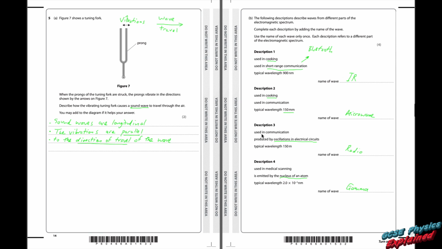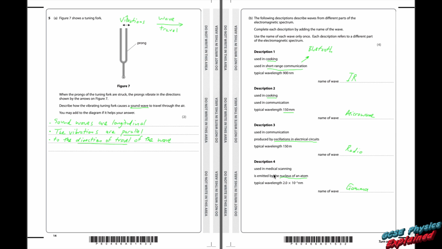Description 3, so the third wave, again used in communication. Well, there are 4 waves that can be used in communication. It's all the 4 longest waves. And we've used 2 of the longest waves so far. It's produced by oscillations in electrical circuits. As soon as you see that statement, you know it's radio waves. And the wavelength, 150 meters, it's only radio waves that are that long.